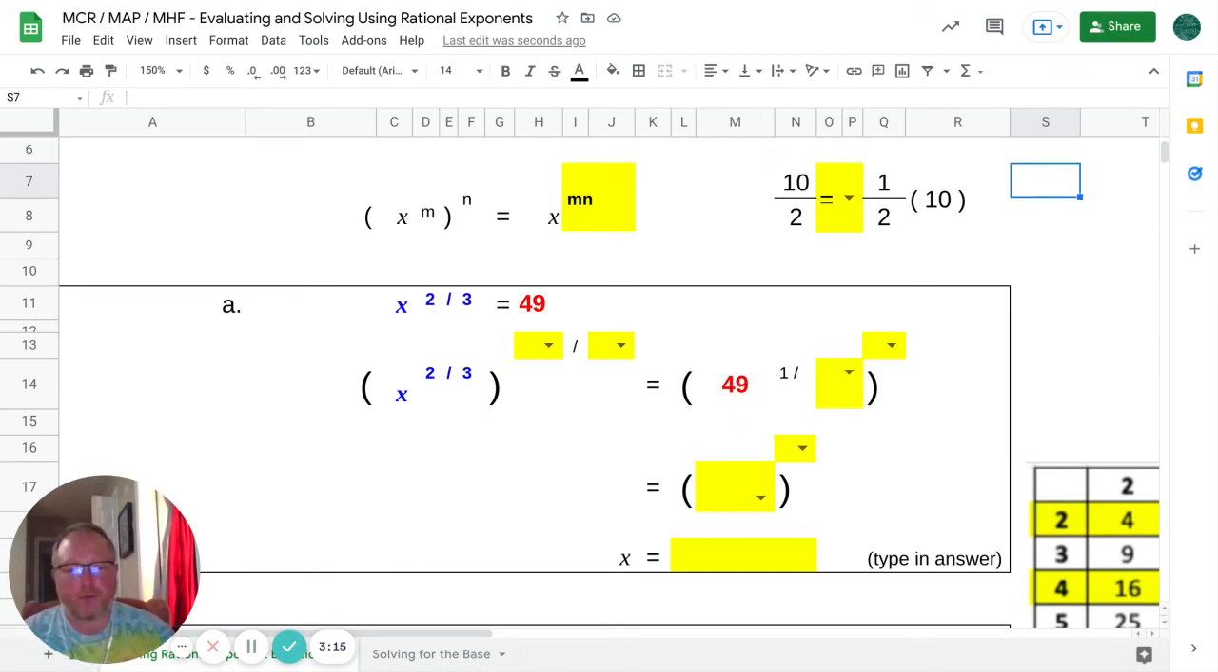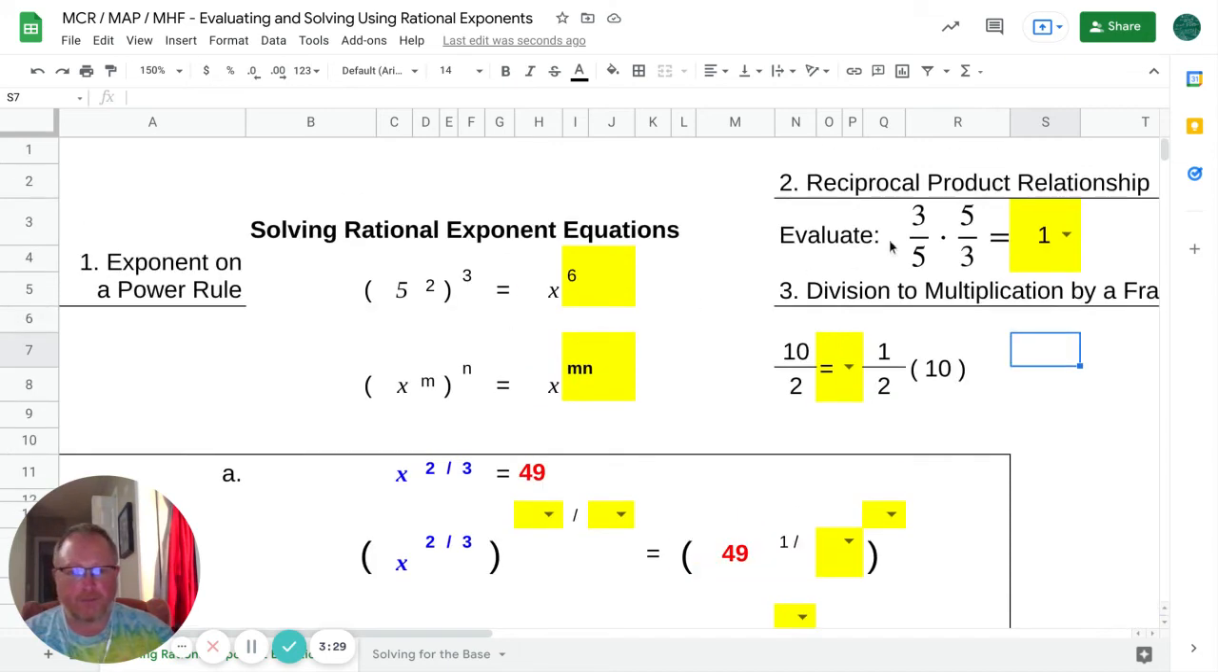Again, one of the principles of solving equations: whatever you do to the left, you do to the right. Well, we also have this property: if I want to get x by itself, I want x to the 1. So how can I turn 2/3 into 1? Well, look at our reciprocal relationship. 3/5 times 5/3 is 1.